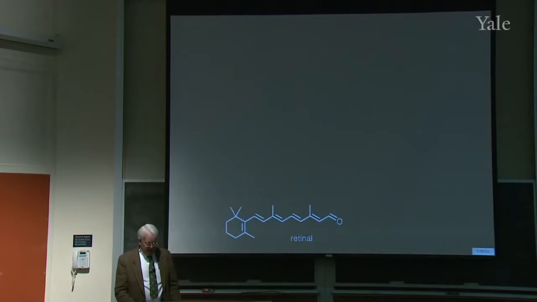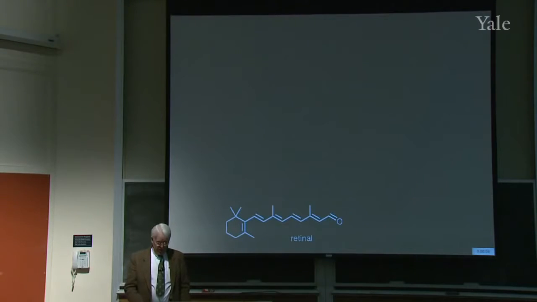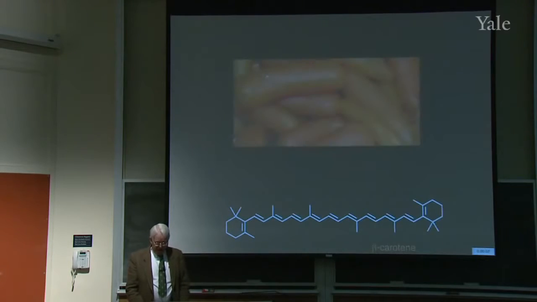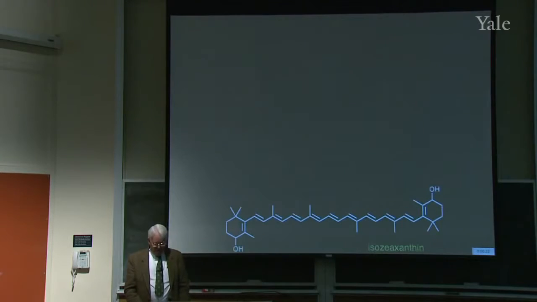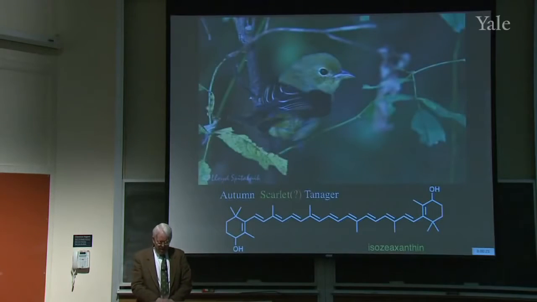Now, retinal is the stuff that's involved in making this visual pigment, right? And beta-carotene is that, and obviously it's called beta-carotene because that's what makes carrots that way, and that's why you eat carrots, to make your eyes good, right? Bugs Bunny has good vision because of that, okay? Now, this related compound is called isozeaxanthin, right? And it turns out to be the stuff that's in the feathers of the scarlet tanager.